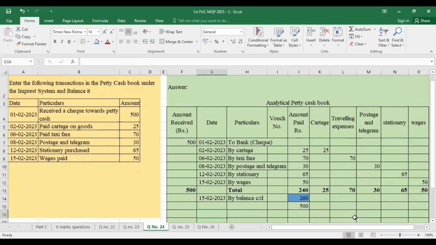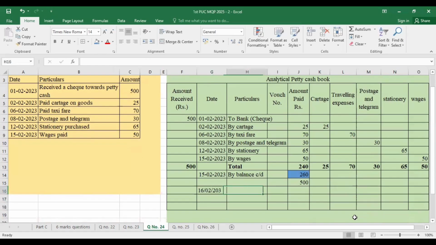Next, on 16th, balance brought down should also be written. Balance brought down is 260 rupees, which is the closing on the 15th February 2023. Next. Hope this is clear to you all. Now, let us move on to question number 25.